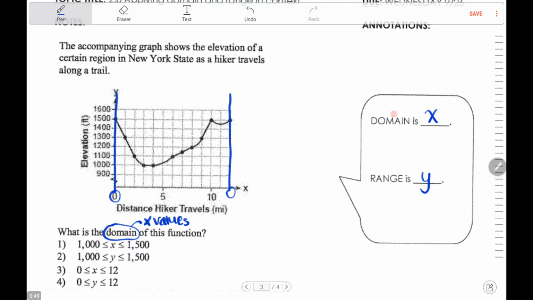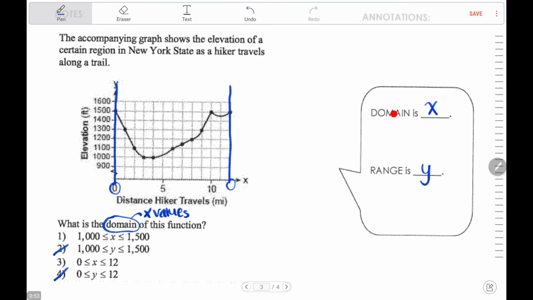So first off, I can eliminate right away answer choice 2 and answer choice 4 because those are talking about ranges, y values. We only care about x values. Here in this problem, we start at the leftmost x value of 0 and go through 10, 11, and 12. So this is 0 through 12. 0 through 12 is our domain.